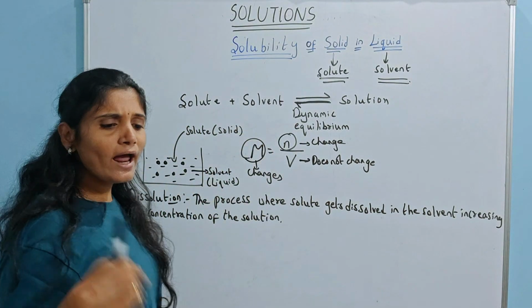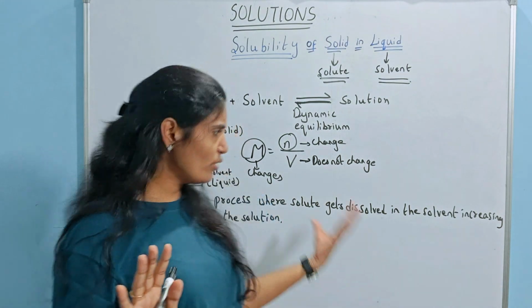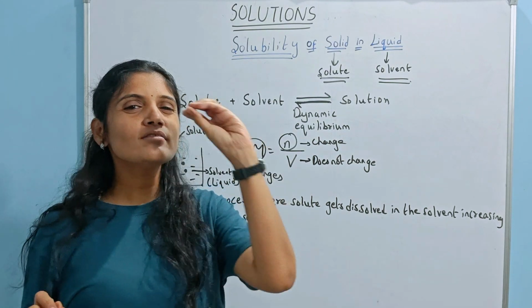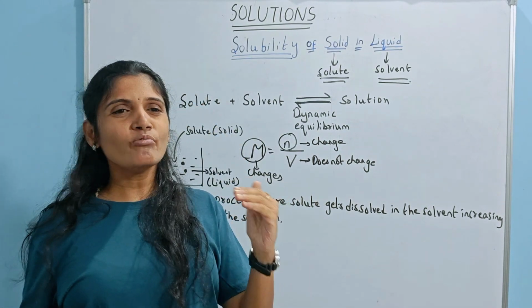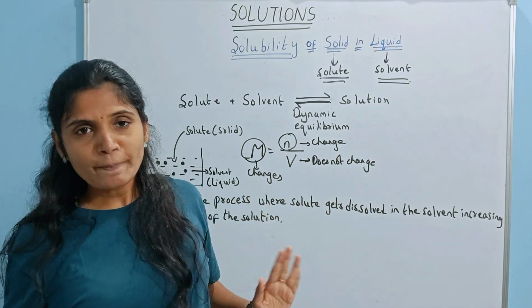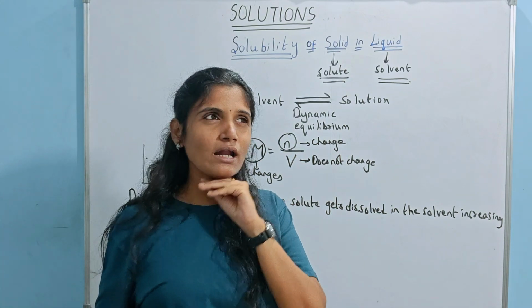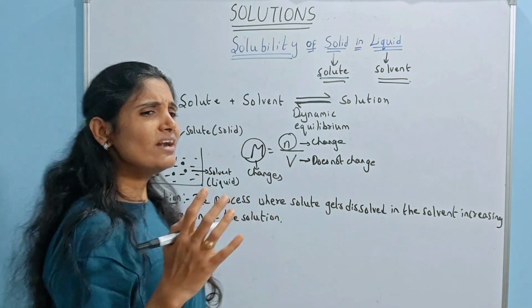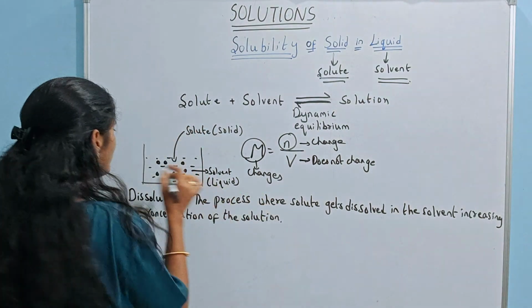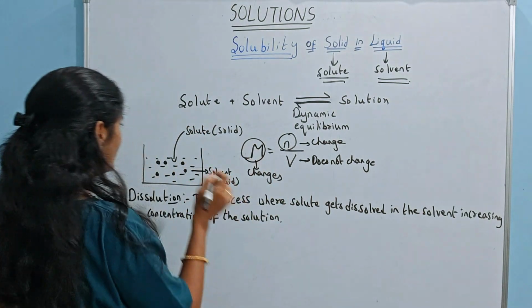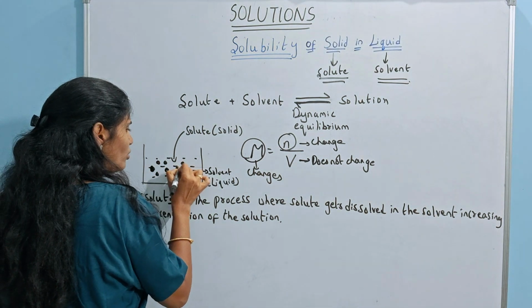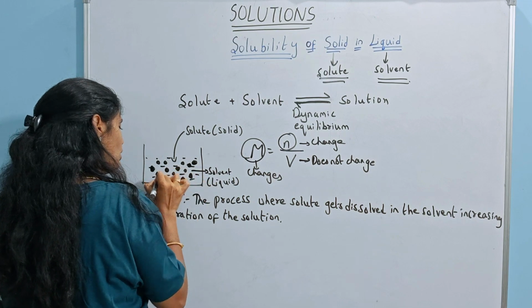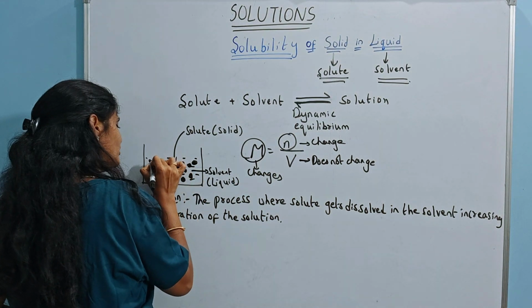Now you keep on adding solute, and it is getting soluble. At the starting of the class I told you there is a certain saturation point beyond which I can't add a solute. Let us understand this in a very practical, very simple way. Now you kept on adding solute particles here, so you can see more solute particles in the solution now.